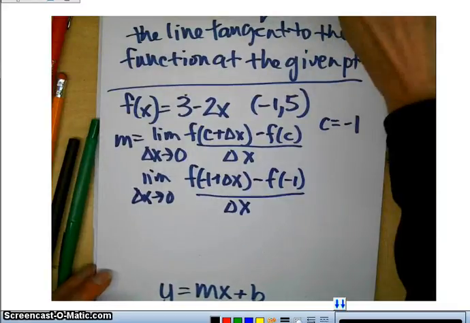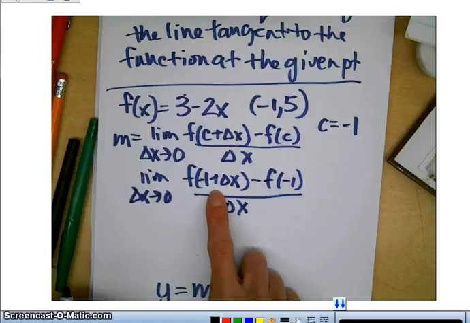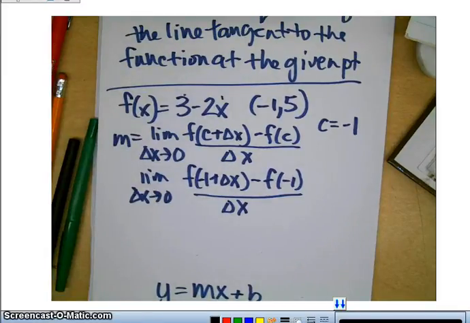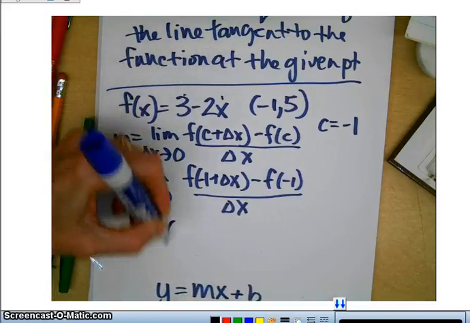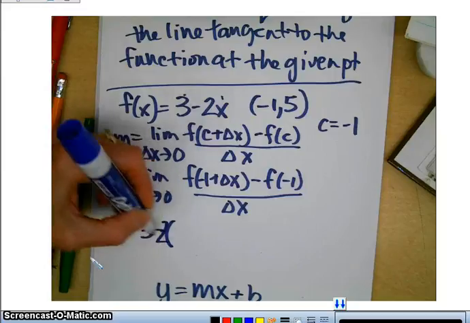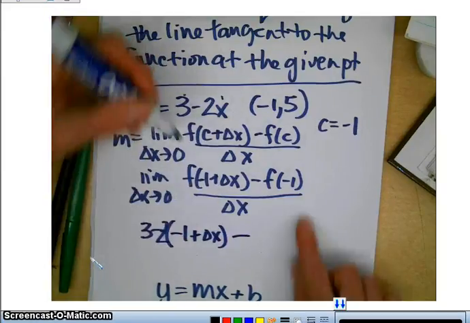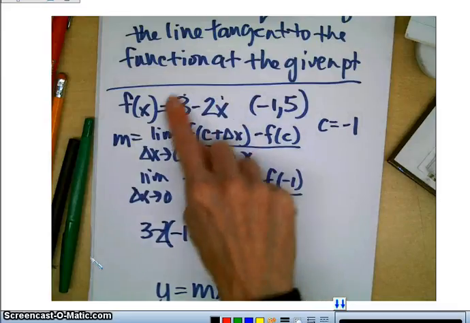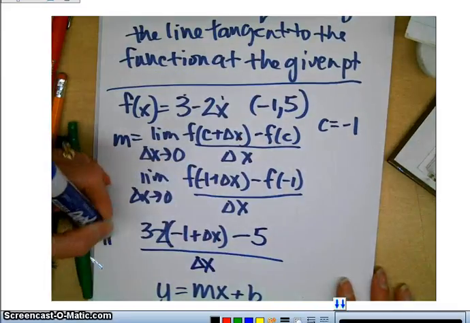So where am I going to put negative 1 plus delta x? Into that function, yes. So that's going to become 3 minus 2 times negative 1 plus delta x, minus, can you just make this easy on yourself? Can you just plug negative 1 in there and work it out in your head? Plug negative 1 in, what do you get? 5. All over delta x. Still haven't taken the limit yet.